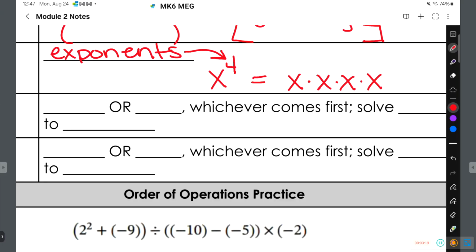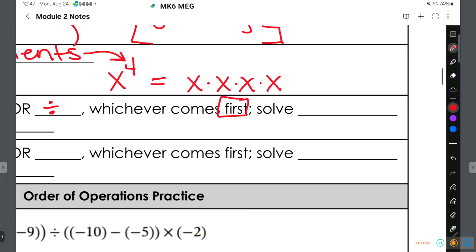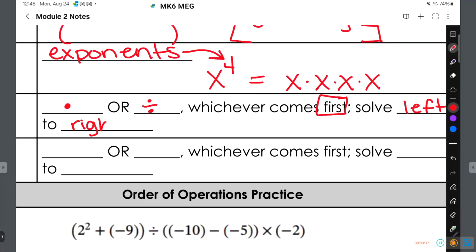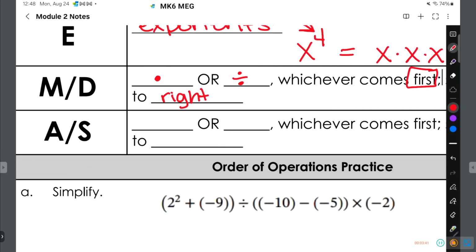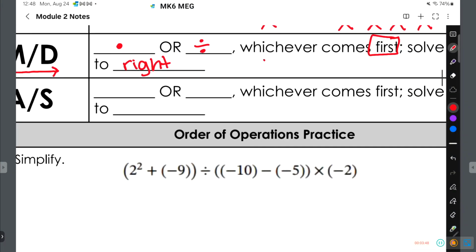What does the M and D stand for? Multiply or divide. And this is important, whichever comes first in the problem. And we solve it from left to right. What that means is as you read the problem, it's just like you read a book. You read it from left to right. So if I had this, I would read this expression as 5 divided by 2 times 3. Because I said 5 divided by 2 first, I would do 5 divided by 2 first. Okay? Then multiply it by 3. This is not new to y'all, right?